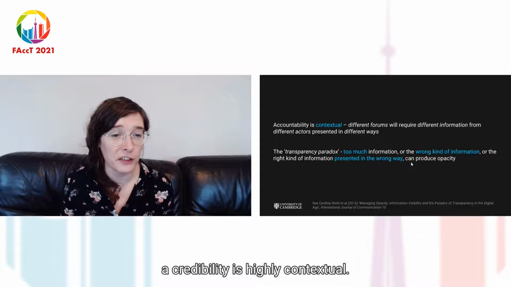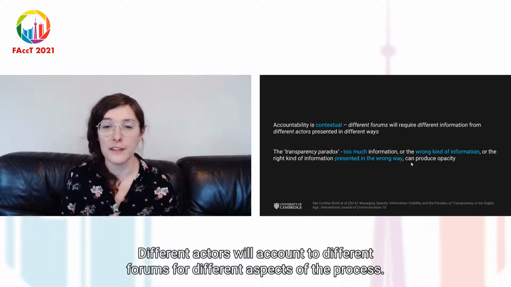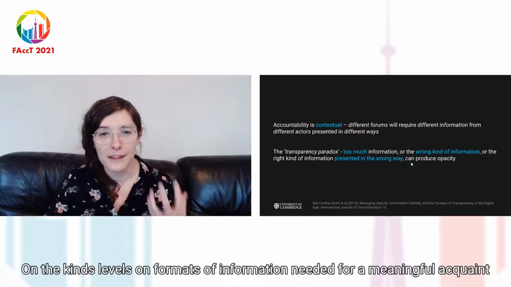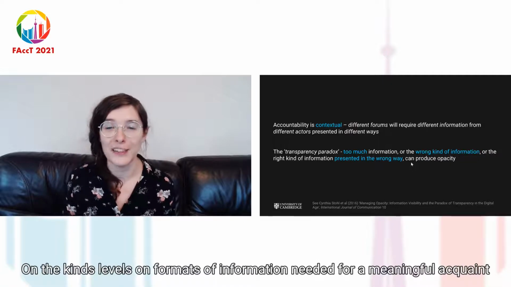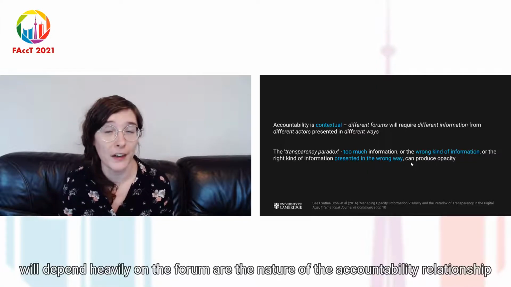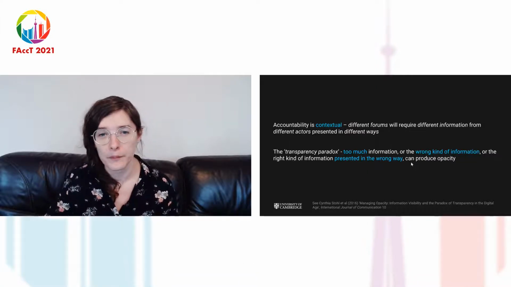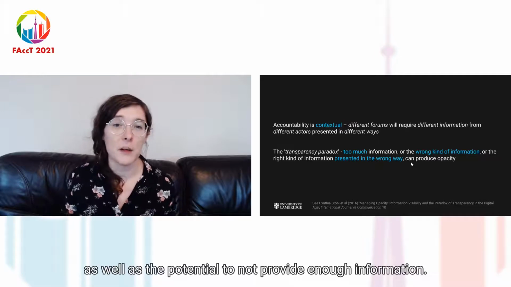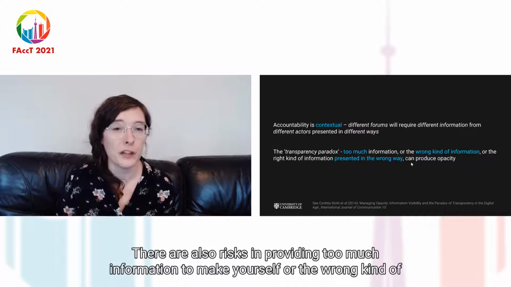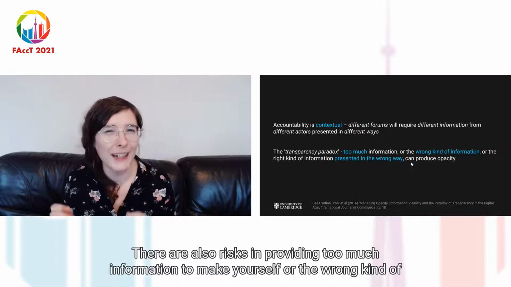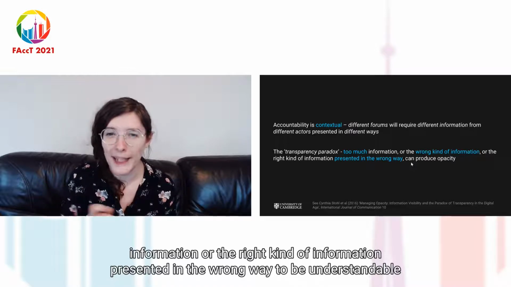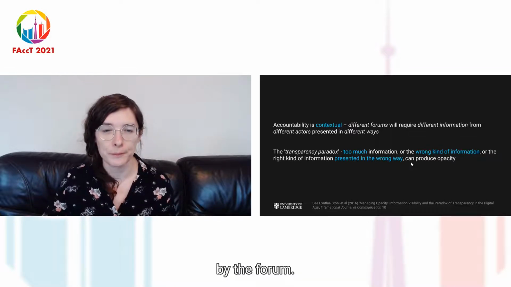Accountability is highly contextual. Different actors will account to different forums for different aspects of the process, and the kinds, levels, and formats of information needed for a meaningful account will depend heavily on the forum and the nature of the accountability relationship. As well as the potential to not provide enough information, there are also risks in providing too much information to make use of, or the wrong kind of information, or the right kind of information presented in the wrong way to be understandable by the forum.